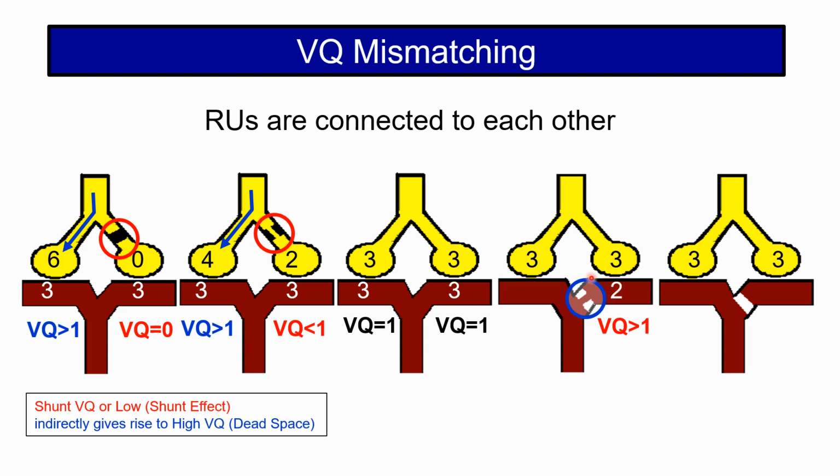So you get the V/Q relationship. That's 3 over 2, which is a V/Q of greater than 1. The 1 liter that's supposed to go here goes to the other side. So you have a 3 over 4 V/Q relationship, which is less than 1.